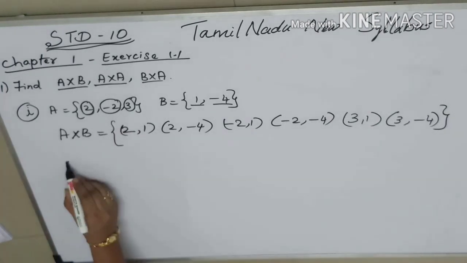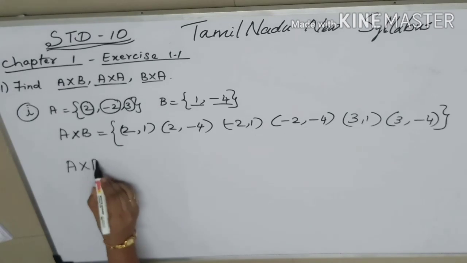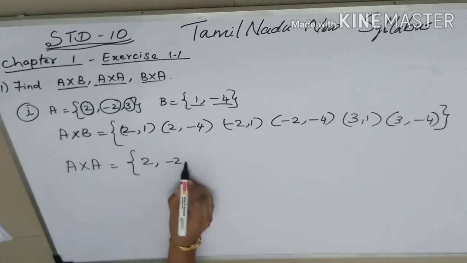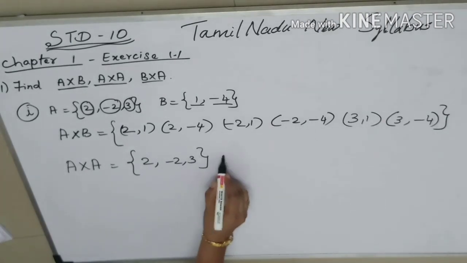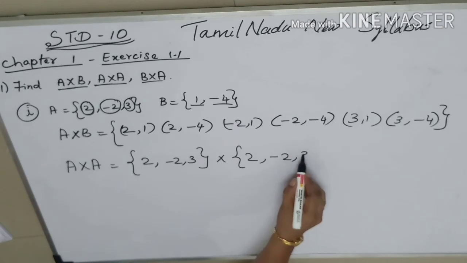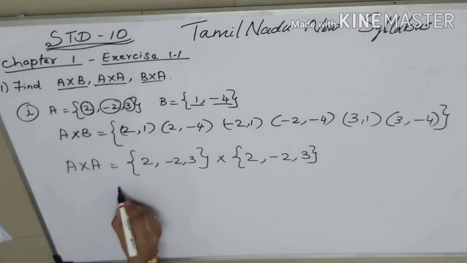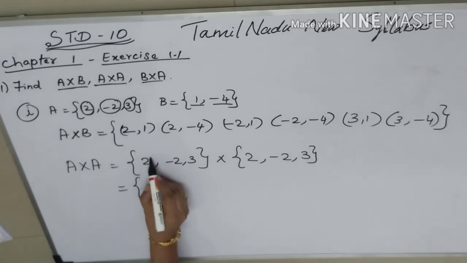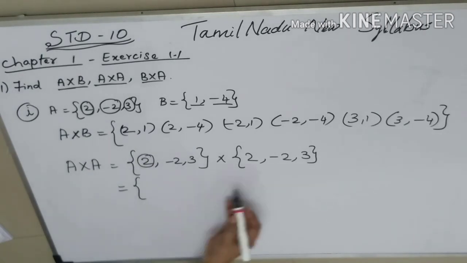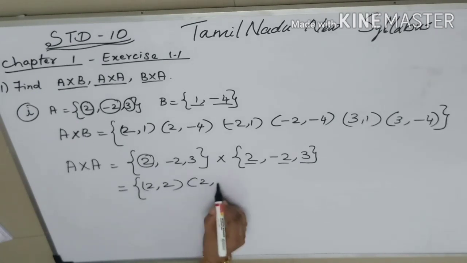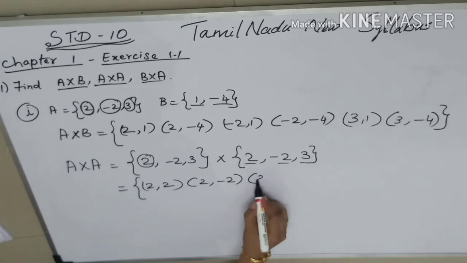Okay, your next one is A cross A, you will have to find it. First write your A, {2, -2, 3}. Again cross, same A only you will have to do it. So {2, -2, 3}. Now again same ordered pairs you will have to write. So open your set bracket, take your first element in your first A, joining with these 3 elements. Okay, so it is 2 comma 2, then 2 comma -2, then 2 comma 3.